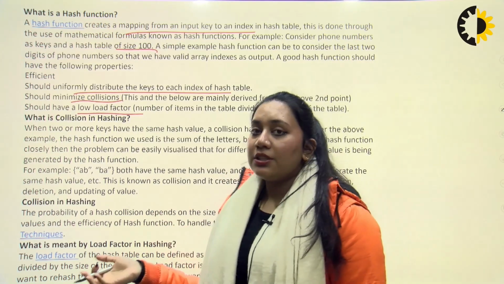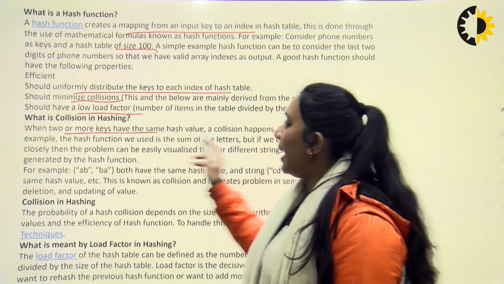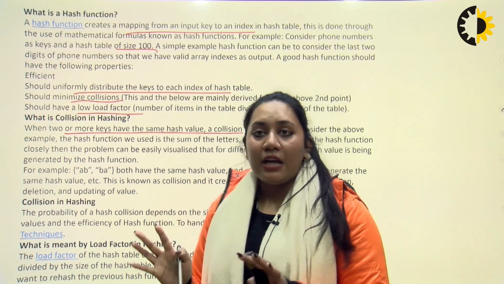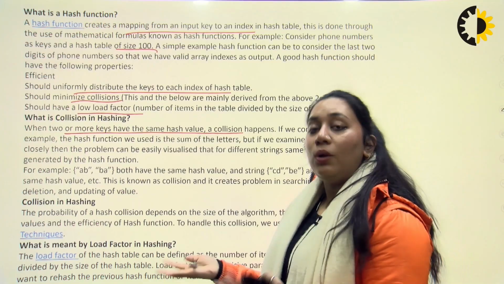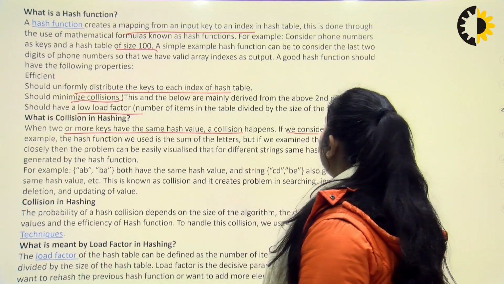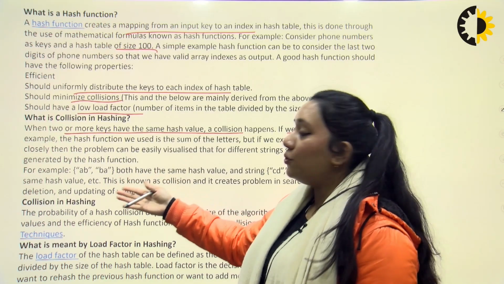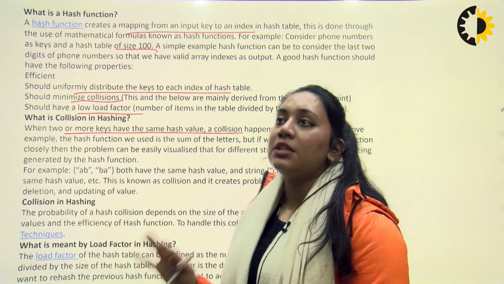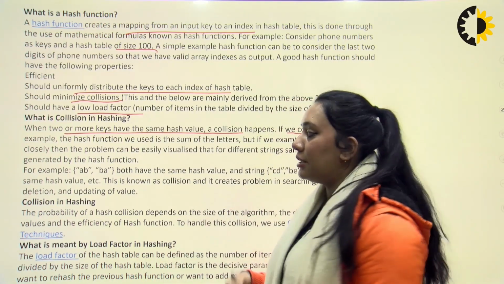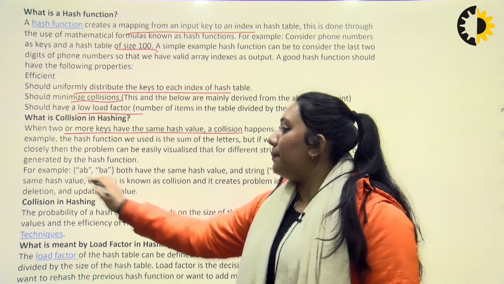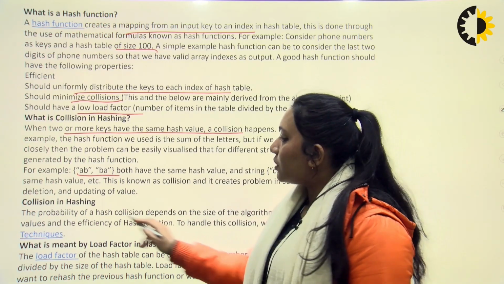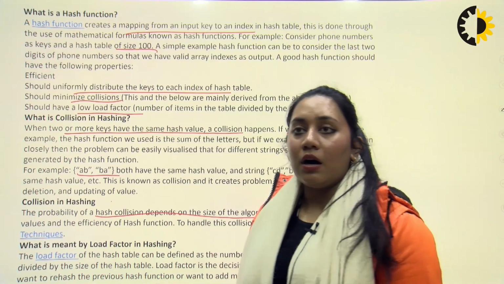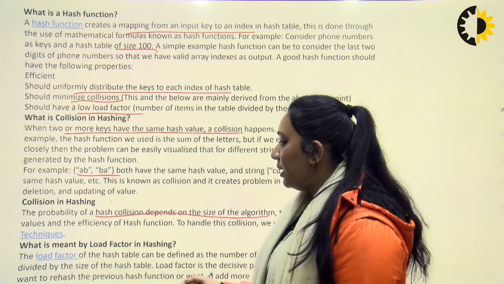So what is a collision in hashing? Basically, two or more keys have the same value, and the collision happens if the values repeat numerous times. For this we need to consider the hash function to map that value onto the hash table so the collision does not happen. This process goes recursively, right? The example we are taking is on a string basis. Next, collision in hashing: the probability depends on the size and the algorithm you use to reduce it, the type of hashing technique.